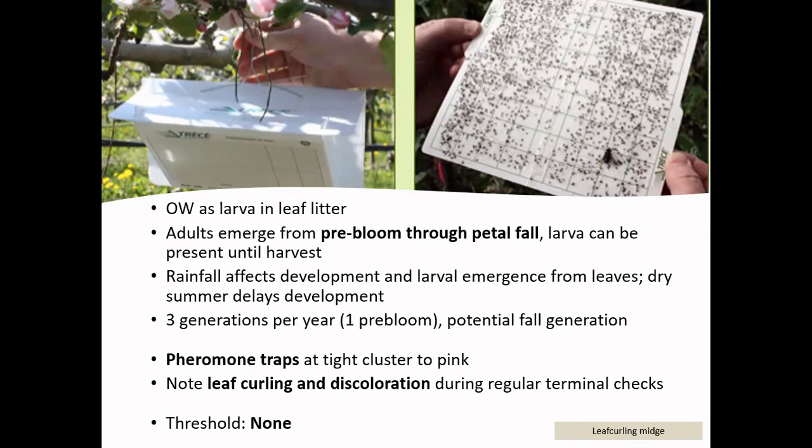So pheromone traps are available for monitoring leaf curling midge. As well, a degree day model is under development currently. However, just noting leaf curling and discoloration during regular terminal checks can also help in terms of understanding the activity. And you can also, if possible, look for egg laying, which can give an idea of when curling will be expected.